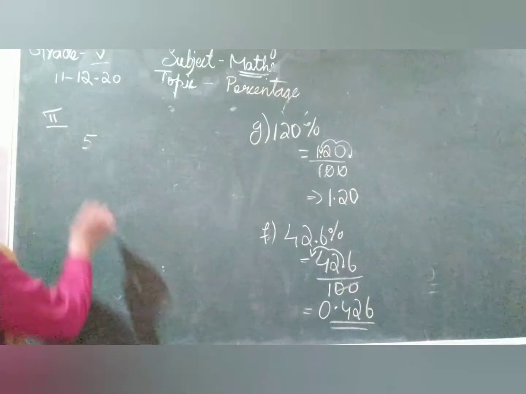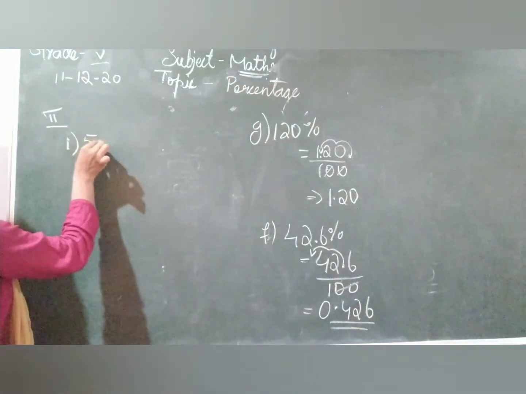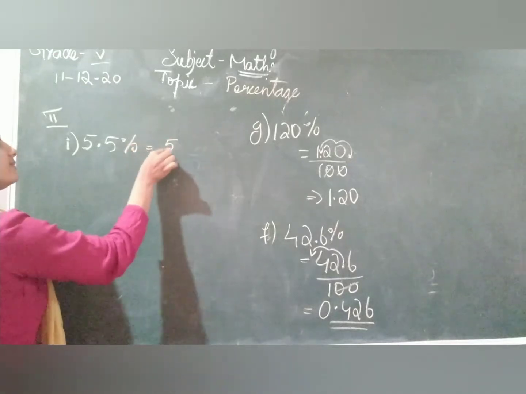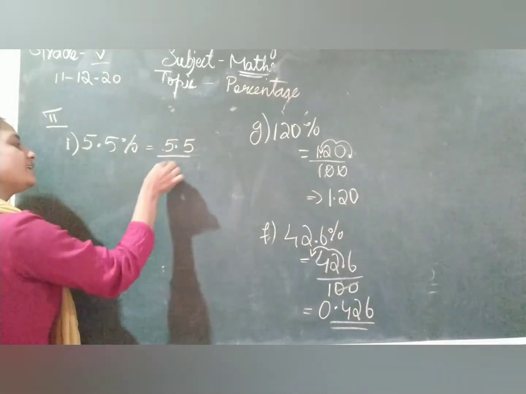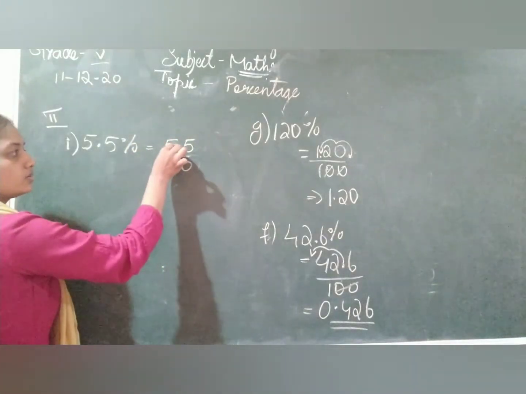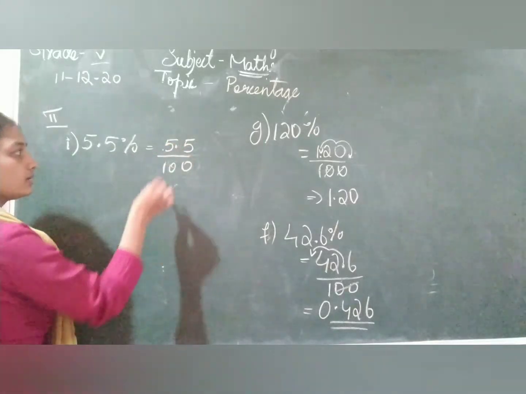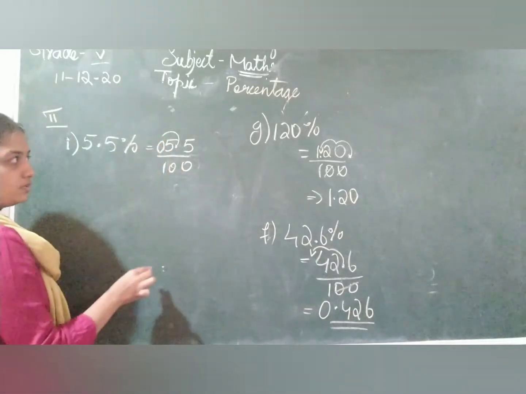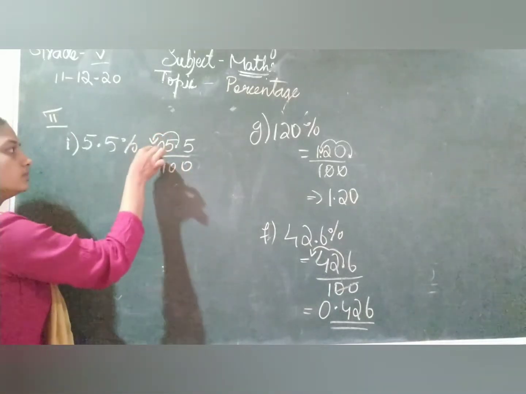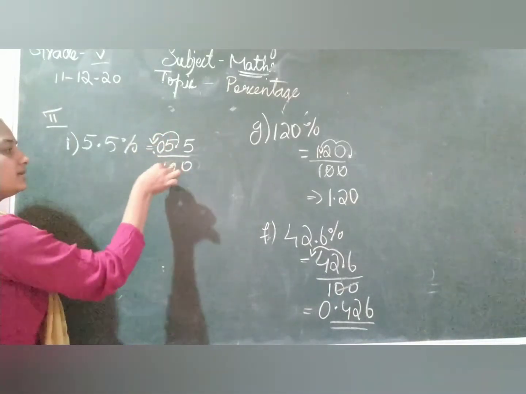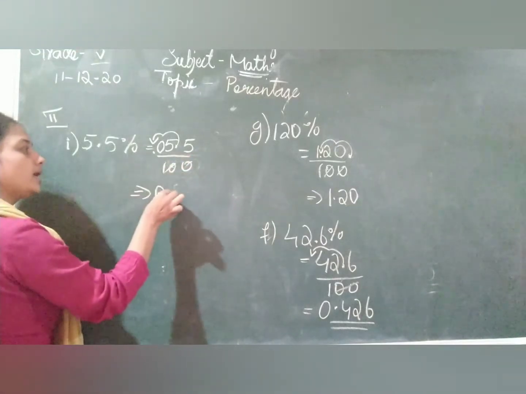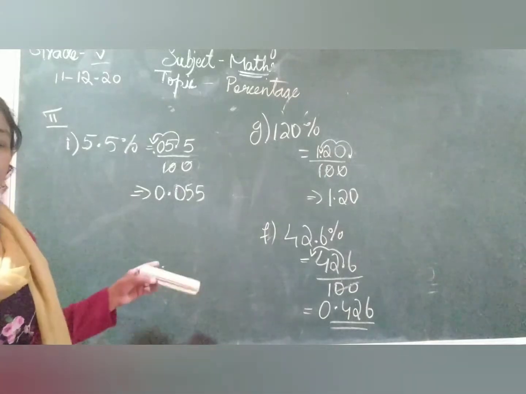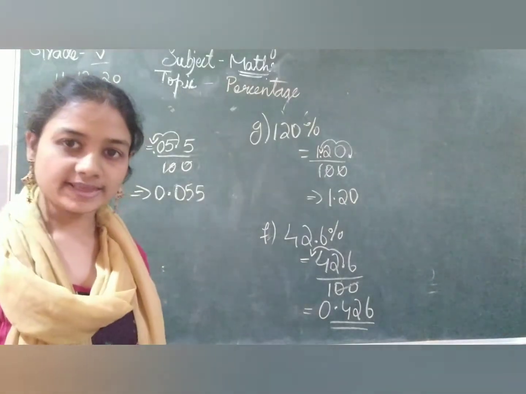That is the high one, 5.5%. It will be 5.5 divided by 100. So I have to jump 2 steps and I have only 1 step here. So let me add one more 0. Now it is 2. So my answer would be 0.055. Are you clear with this, children? Now let us go for the next mean.